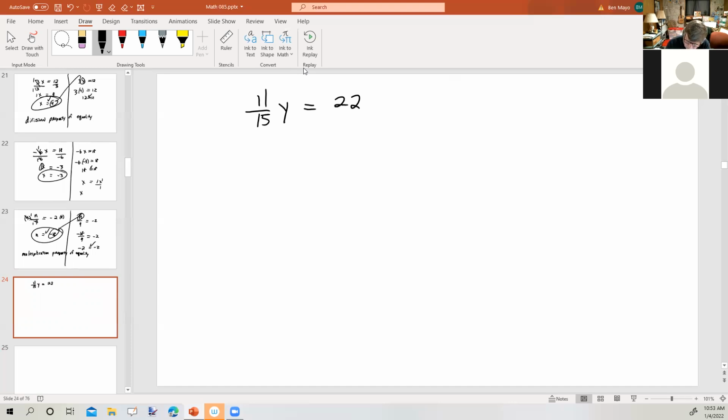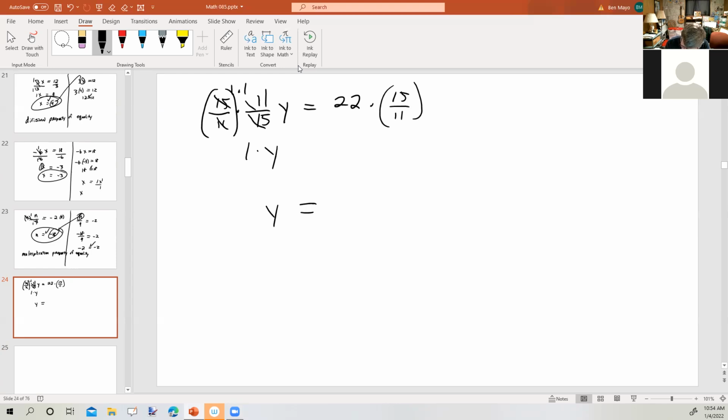When the coefficient of the variable, the number telling how much of the variable you have, in this case 11/15, is a fraction, if we multiply both sides of the equation by the reciprocal of that fraction, a number and its reciprocal multiplied together becomes 1. So we get 1 times y, or just y. So we can get rid of that fraction all in one step.